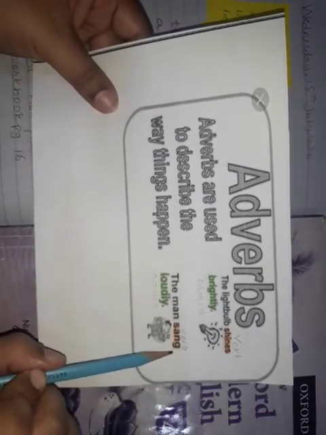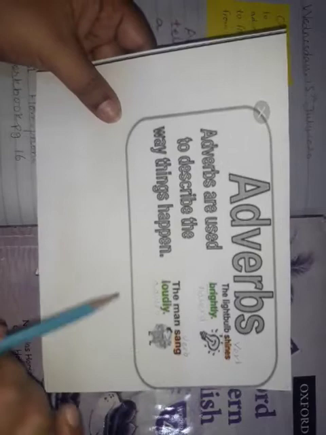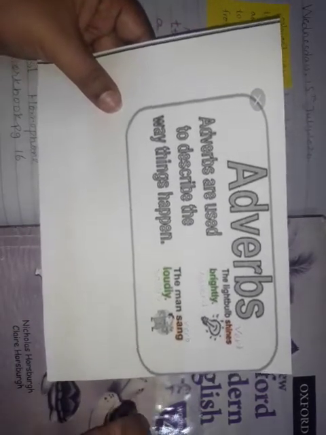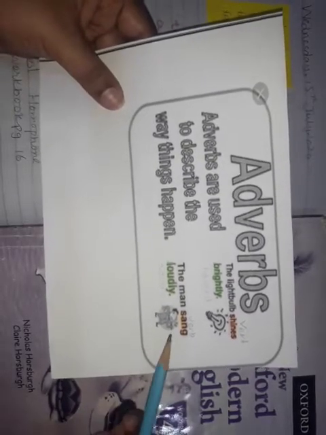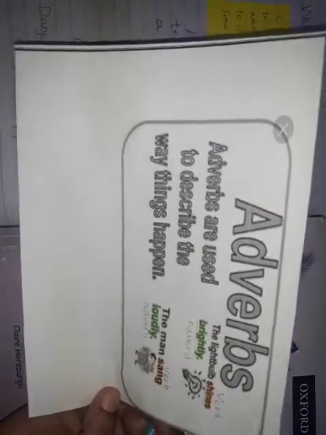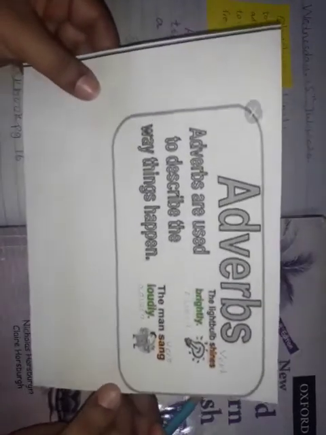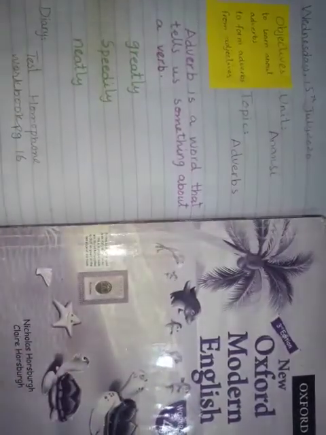The words that give us information about the verb, and tell us more about the verb, how the verb was performed, how things happen. So this is all about adverbs. I'm sure these examples are easier for you. I have tried to make it easier. So these are the examples.